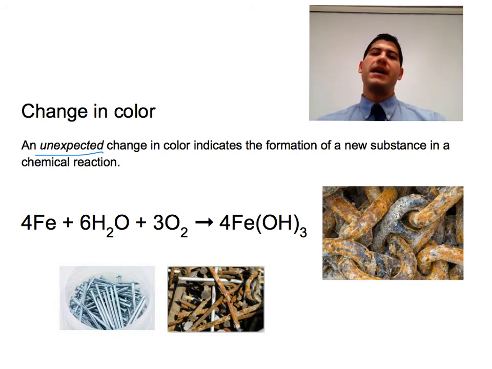Rusting is a complex reaction that happens in certain stages. Overall, though, the reaction could be written like this to represent the rearrangement of atoms from the reactants to the products.